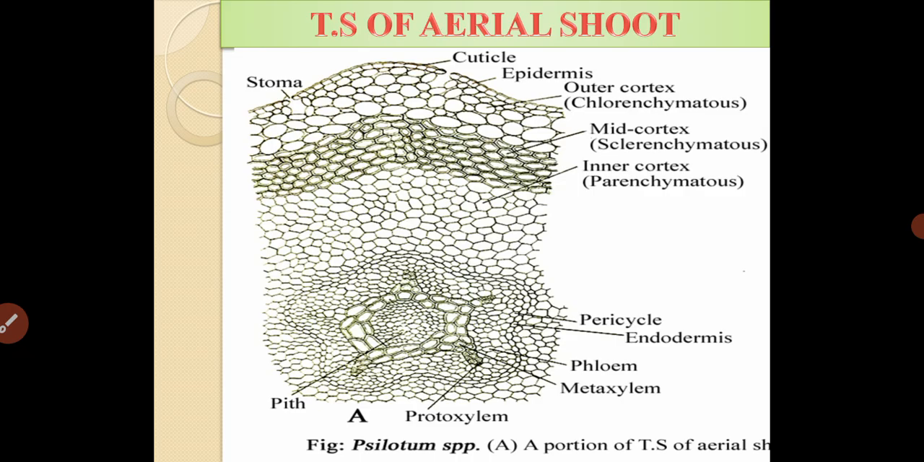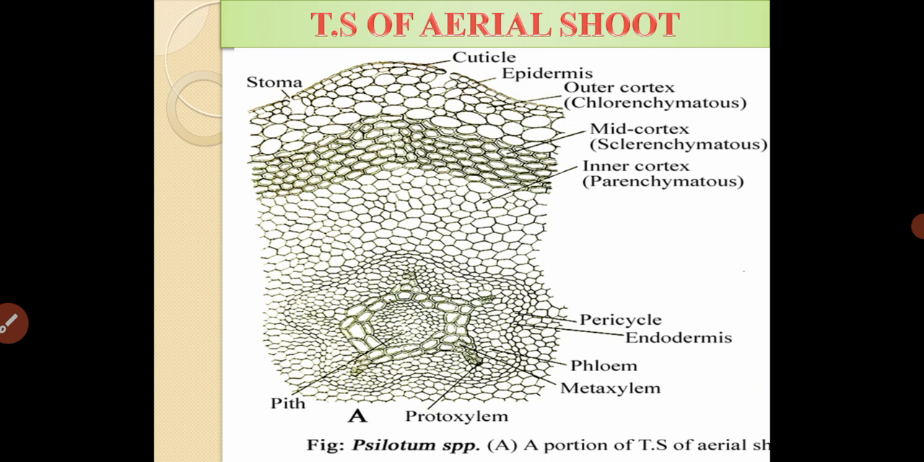This diagrammatic representation shows the TS of aerial shoot. That is, there are three regions: the epidermis, cortex and the stele. Epidermis is the parenchymatous uniseriate layer which is externally covered by the cuticle, and it is a discontinuous layer due to the presence of stomata.